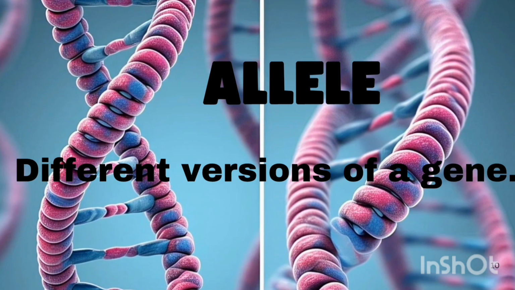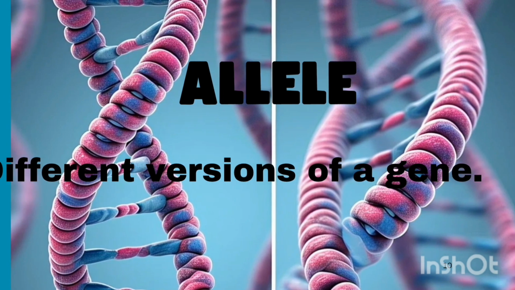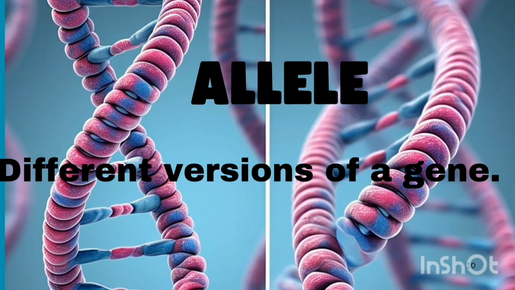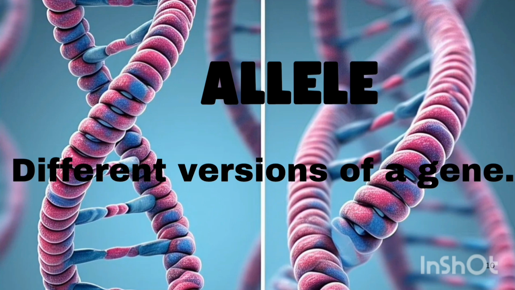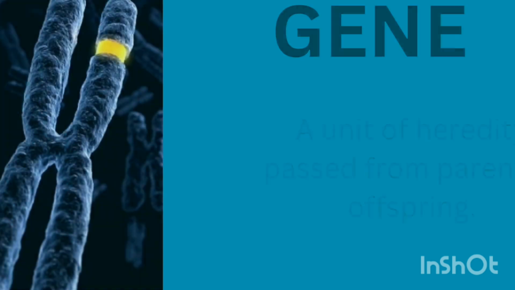So what is an allele? Different versions of a gene, or an alternative form of a gene. Each sexually reproducing organism has two alleles for each of its characters. The alleles may be similar or different.